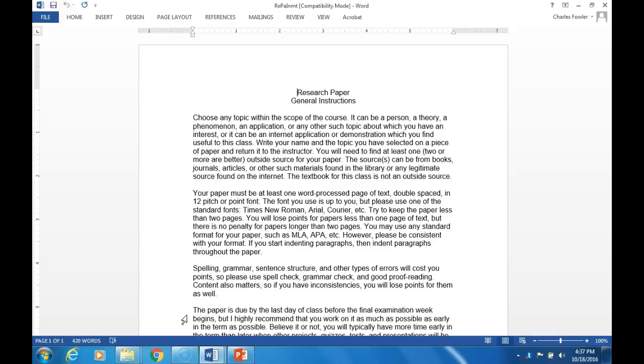Make sure that, and I'm jumping a little bit ahead, the source can be anything from a book, a journal, an article, a newspaper, a magazine, any such material that you could find in the library, or any legitimate source found on the internet. If you have doubts about its legitimacy, run it by me, or run it by somebody who knows, like a librarian, and see if it looks legitimate. If it is, fantastic, go for it. There's a lot of hoaxes and a lot of garbage out there, so don't get tricked into that. But the textbook is not an outside source. It can give you ideas, but it can't be your source.